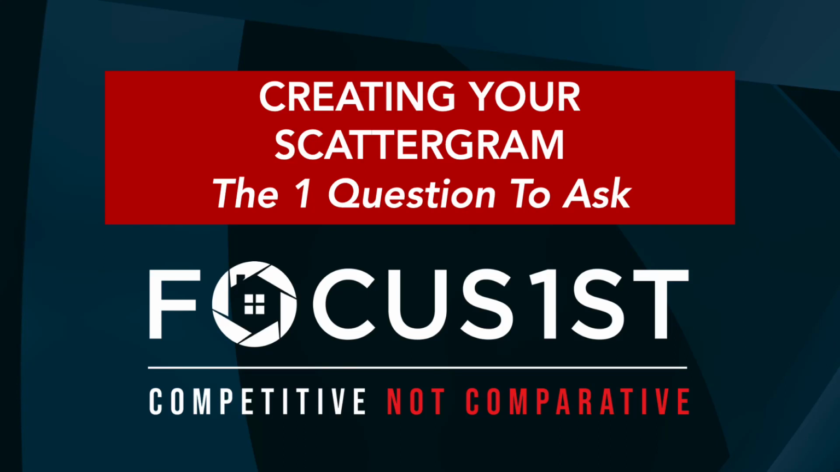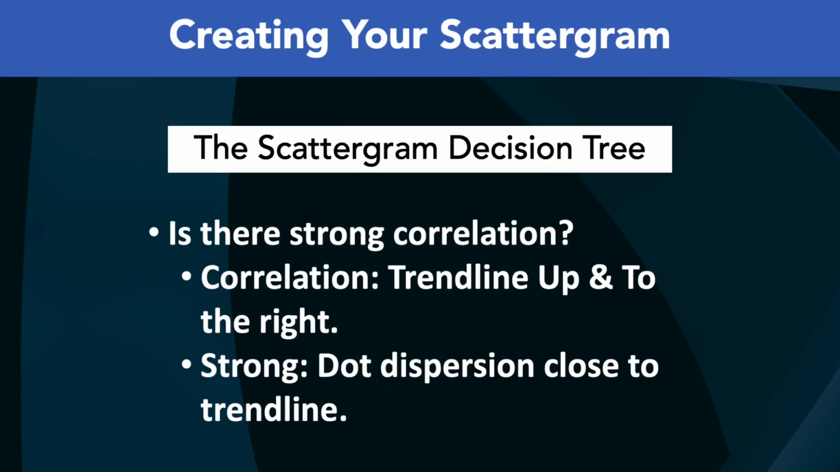When it comes to creating a scattergram, a lot of people have issues with the search, the export file, or something on the technical end. But once they've created it, the next question we have to ask ourselves is: is it a good scattergram? Is it one that's ready to use for pricing? And when it comes to that, there's one question we really have to ask. And that question is: is there strong correlation?